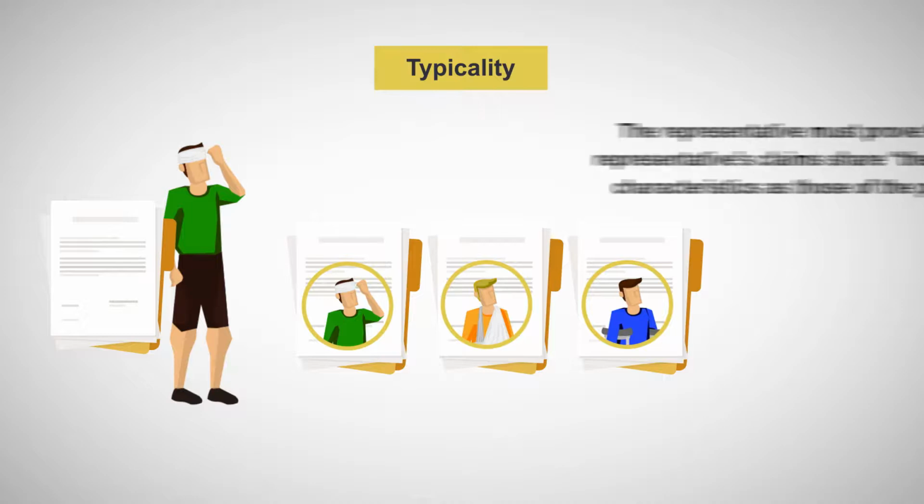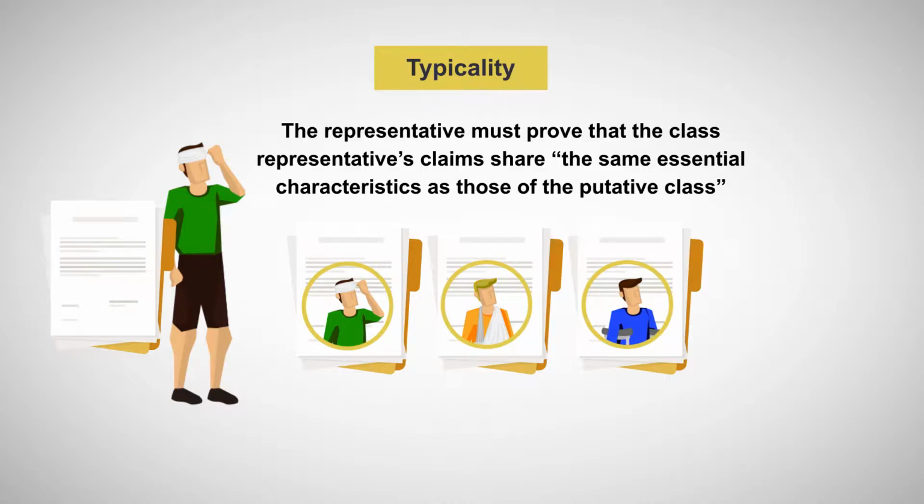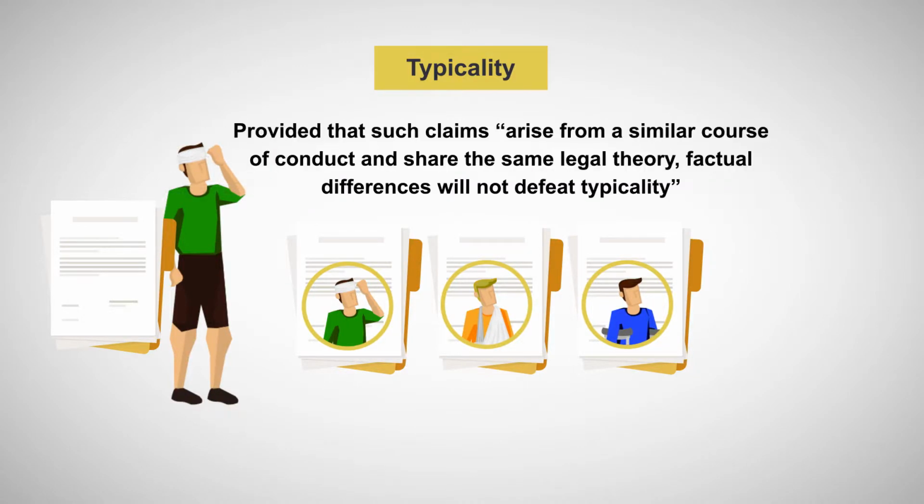More specifically, the representative must prove that the class representative's claim shares the same essential characteristics as those of the putative class. Provided that such claims arise from a similar course of conduct and share the same legal theory, factual differences will not defeat typicality.